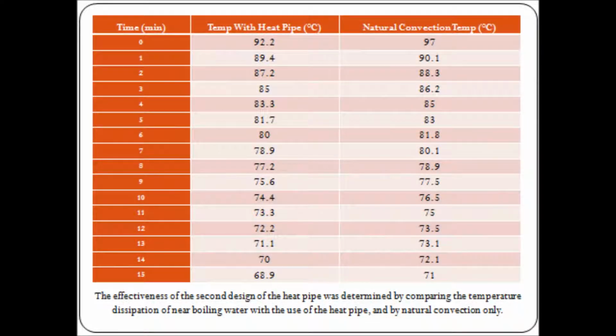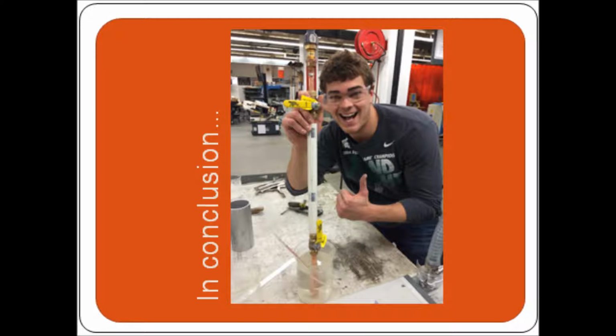We recorded the temperature of the water with the heat pipe in it after every minute during our experiment and compared it to natural convection. It can be seen here how effective the heat pipe is in accelerating the cooling of the water. Heat pipes are a reasonable option to accelerate cooling when compared to natural convection.